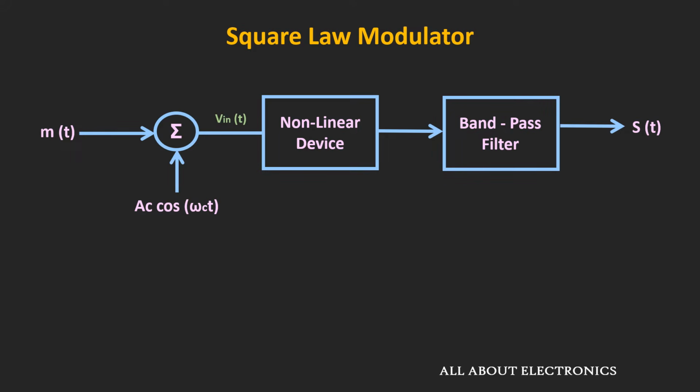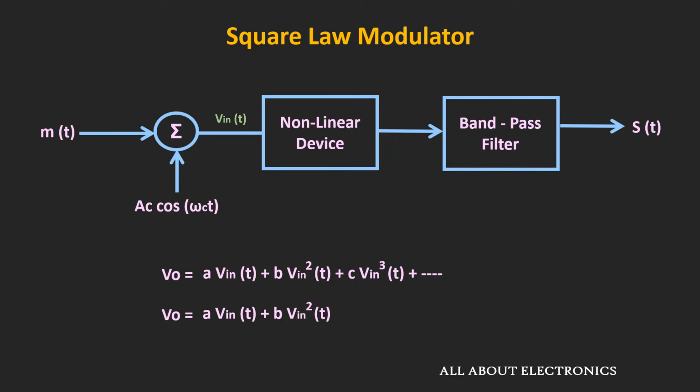For example, if we apply this input voltage to the diode and pass the diode current through the load resistor R, then the output voltage across the load would be of this form. As you can see, it contains the second order, third order or even higher order terms. But when this input Vin is very small, then the higher order terms can be neglected. In that case, we can consider this equation up to the second order terms. Here, because of the square law characteristic of the nonlinear device, it is possible to generate the modulated output, and hence this type of modulator is known as the square law modulator.